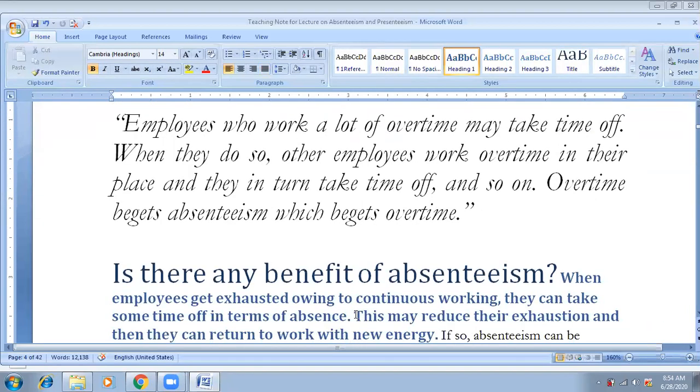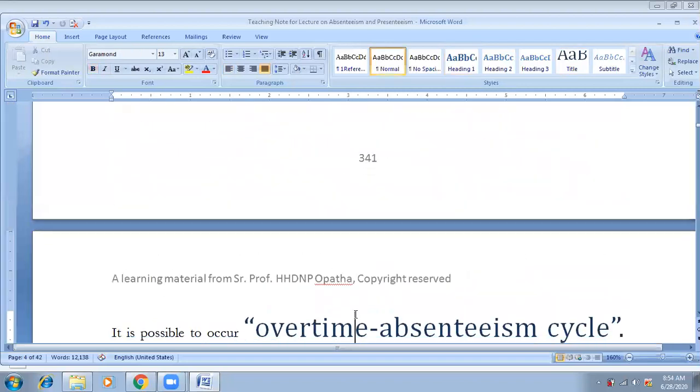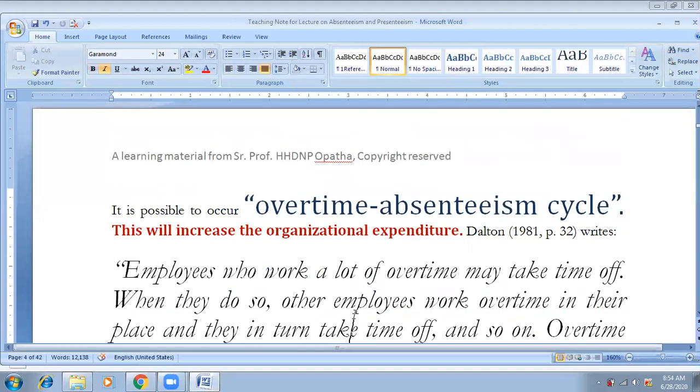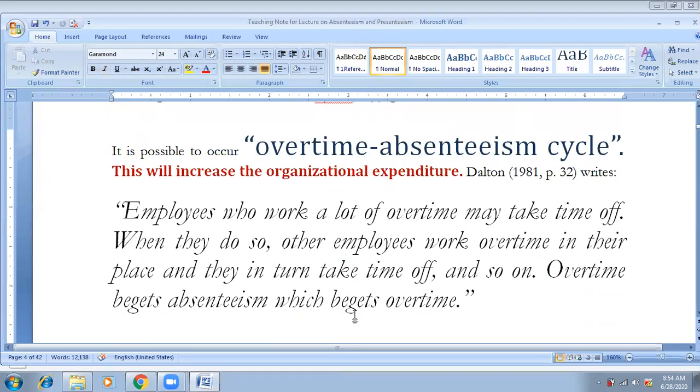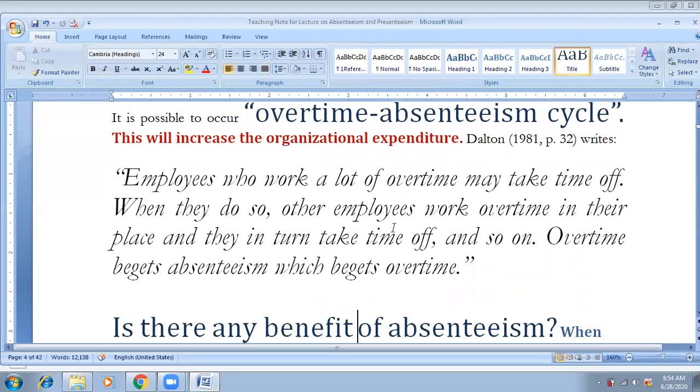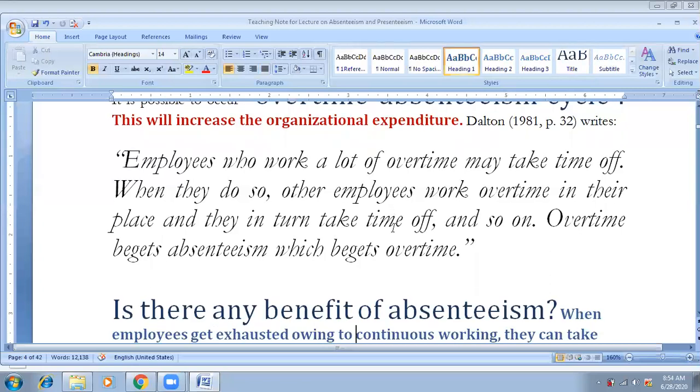So in fact, if I were at a normal teaching session, I could draw this cycle. But anyway, in the preparation of this one, I couldn't do it. But I think you can understand. Overtime begets absenteeism, which begets overtime. Then overtime again begets absenteeism, which begets overtime again. So it goes like a cycle. That is called overtime absenteeism cycle. This is indeed a cost to the organization.